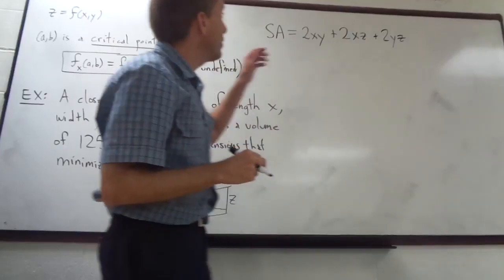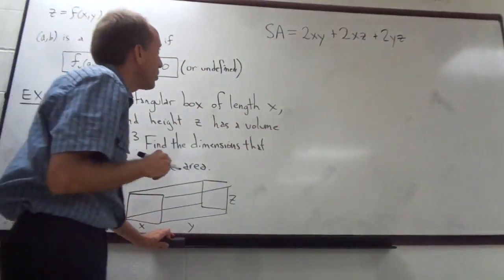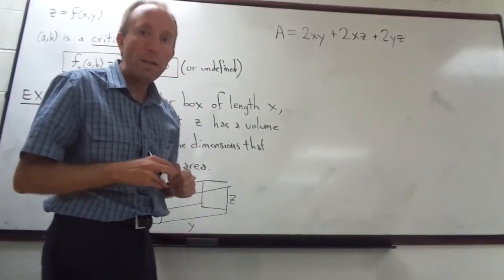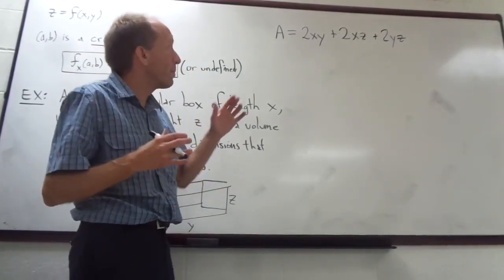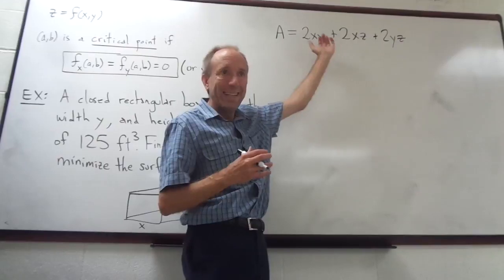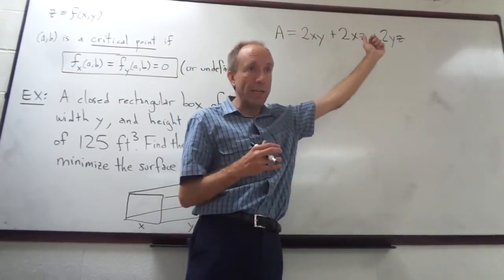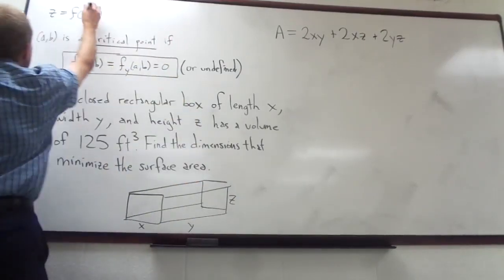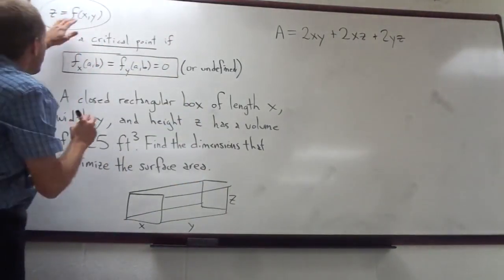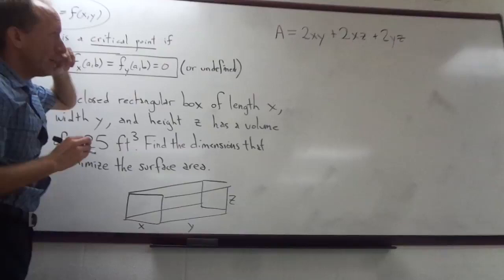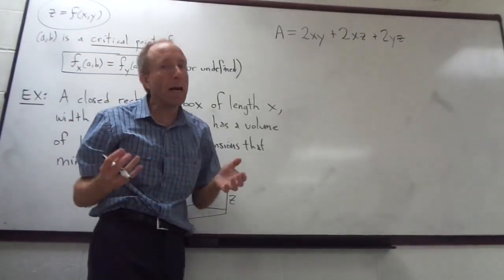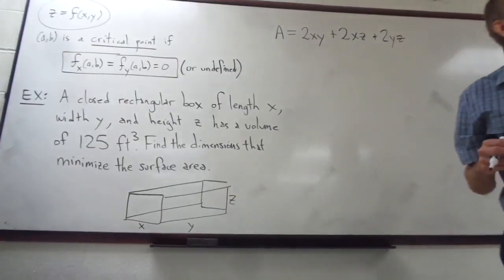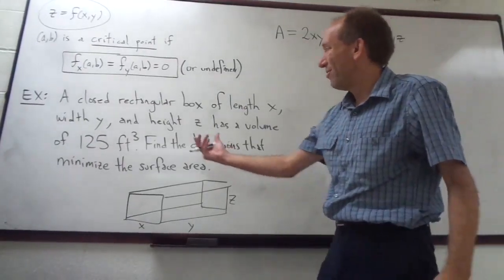So this is our surface area equation. Maybe I'll just call it A, so A is the surface area. Now, one of the problems with this formula is that it has three variables in it, x, y, and z. Remember that we really are mostly studying functions of two variables in this section. So the question is, how do you get rid of one of those variables? Well, that's where we have to take advantage of the volume.